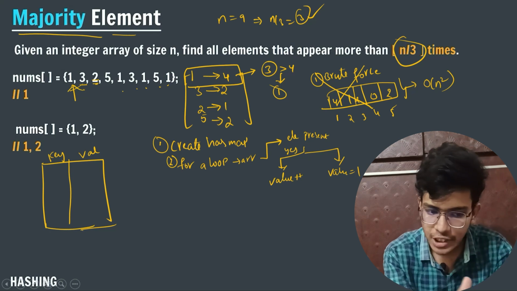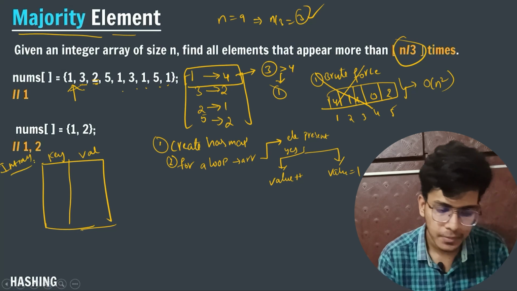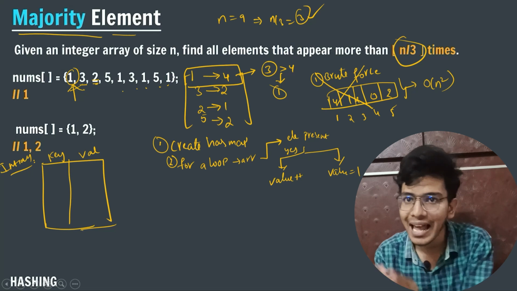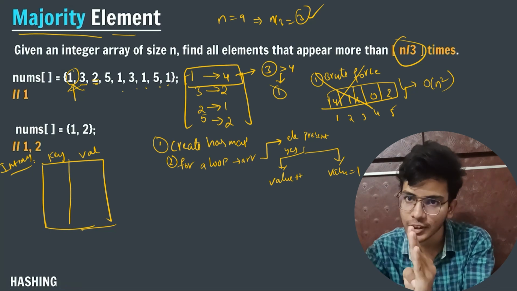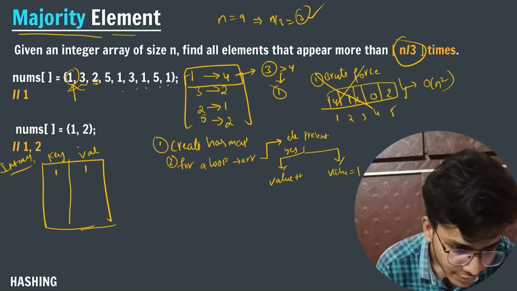You can see that initially my hash map is empty. So if this particular element is not present in my hash map, then I will add that element and I will put its corresponding value as 1. Okay, so I will add 1 and I will put its value as 1.